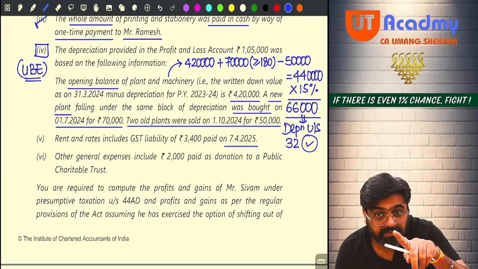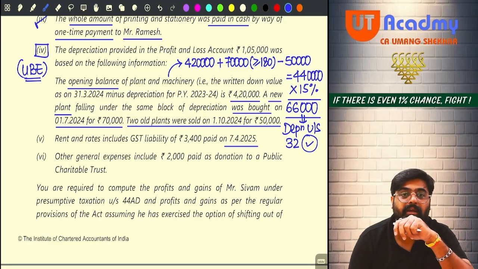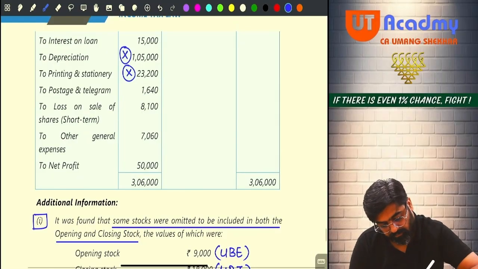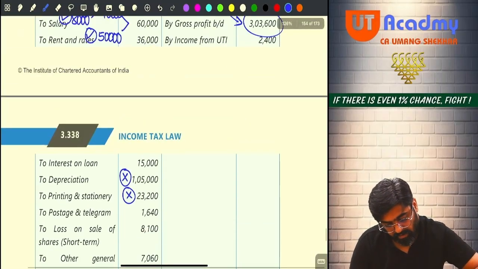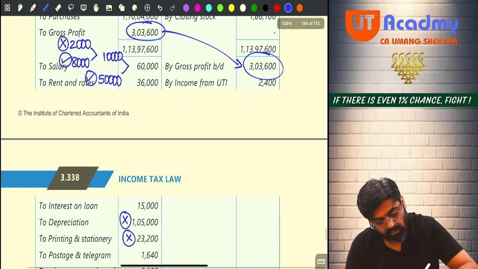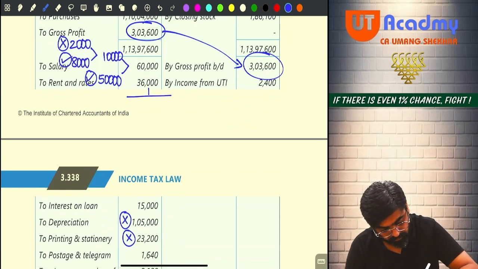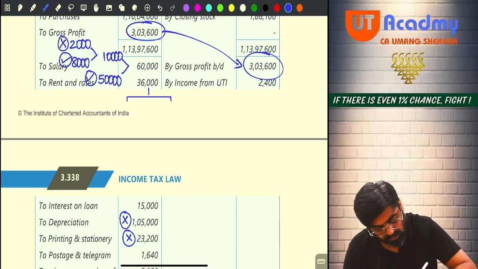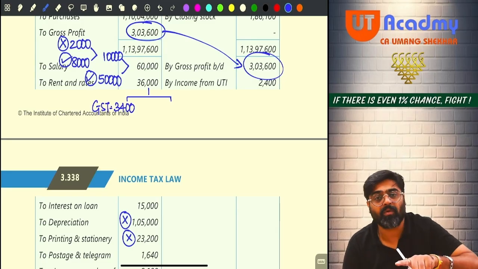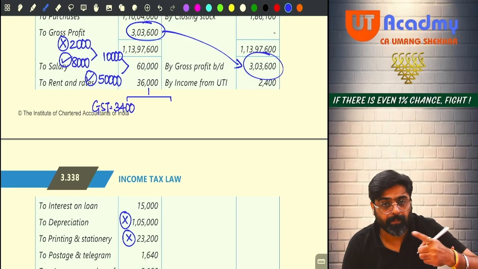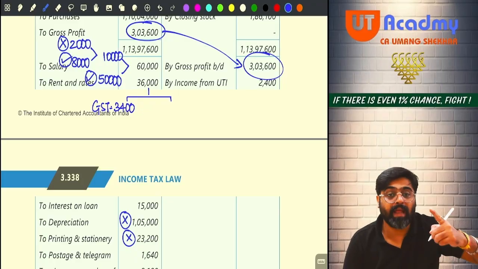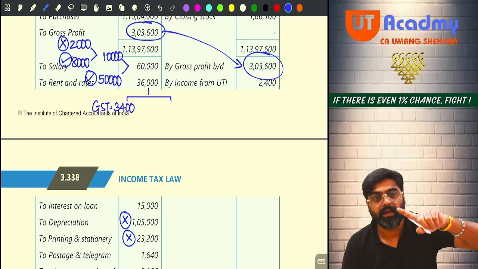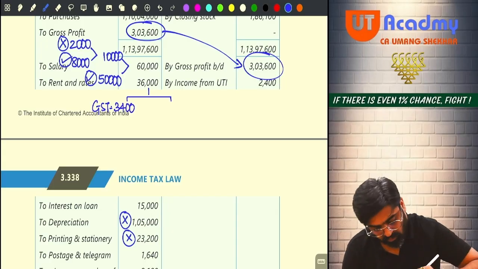But this GST was included in rent and rates above. Can you see rent and rates, how much? Rent and rates 36,000. Out of this 3,400 is a tax, GST. Yes or no? This was for this year only. And paid in this year? No. Next year, but on or before the due date of filing ROI. So this is also allowable. And what about the balance?